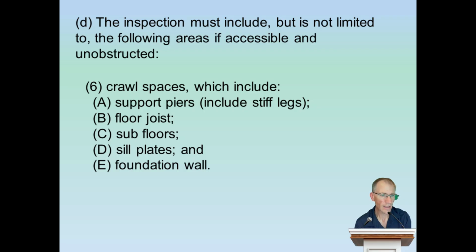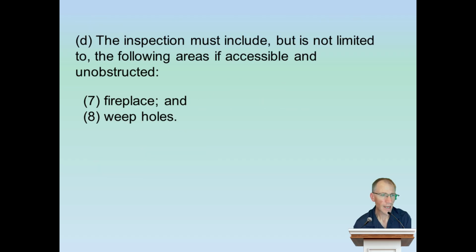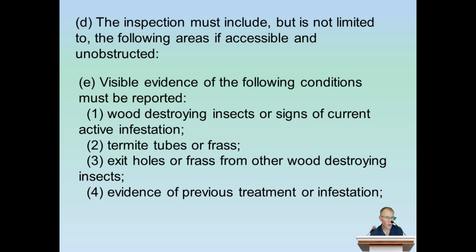6. Crawl spaces, which include A. Support piers, including stiff legs. B. Floor joist. C. Subfloors. D. Sill plates. And E. Foundation wall. D. The inspection must include, but is not limited to, the following areas if accessible and unobstructed. 7. Fireplace. And 8. Weep holes. D. The inspection must include, but is not limited to, the following areas if accessible and unobstructed.